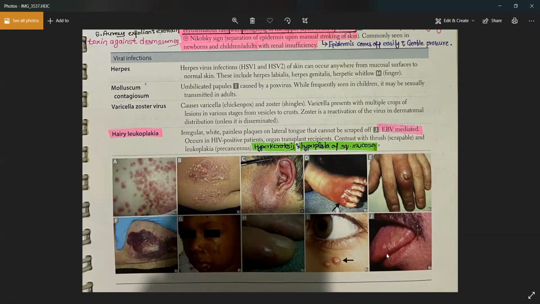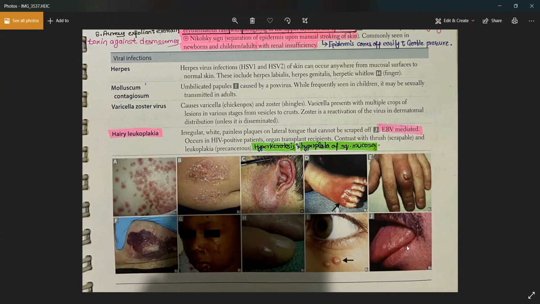The oral thrush is scrapable, but the hairy leukoplakia is unscrapable, and it is because of the hyperkeratosis and the hyperplasia of the mucosa of the squamous cells. Very important. They will ask you what this hairy leukoplakia actually is. It is the hyperkeratosis and the hyperplasia of the squamous epithelium of the tongue. Very important. And this condition is precancerous.